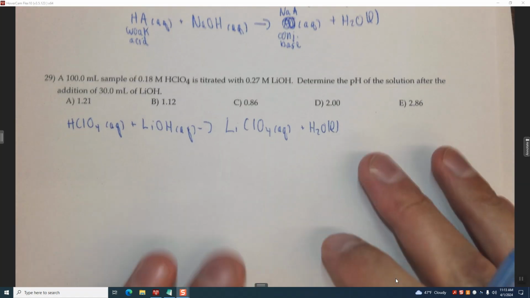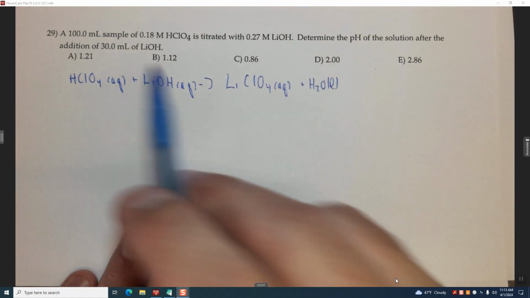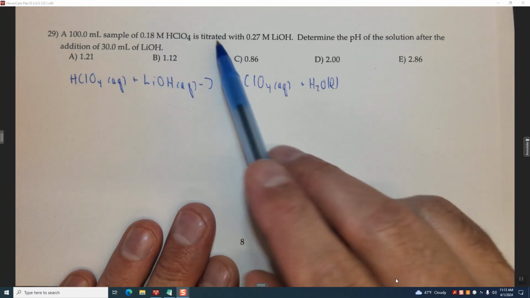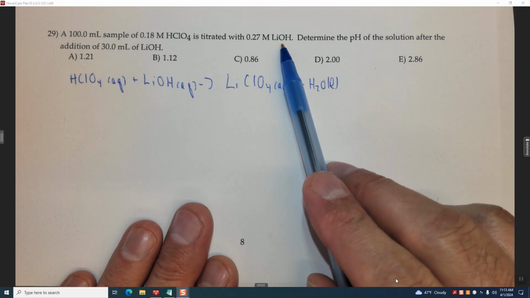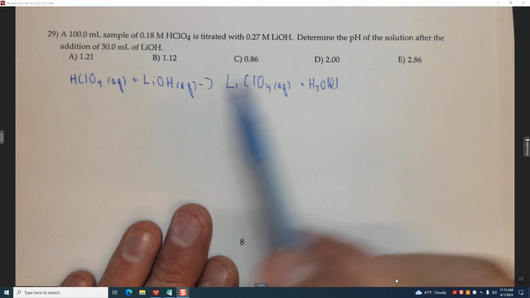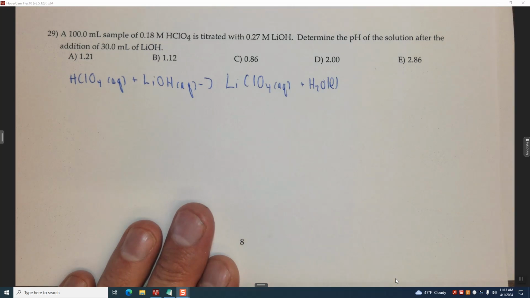All right, so we have another titration. It says a 100 ml sample of 0.1 molar HClO4, this is a strong acid, is titrated with 0.27 molar lithium hydroxide, this is a strong base. Determine the pH of the solution after the addition of 30 milliliters of LiOH.